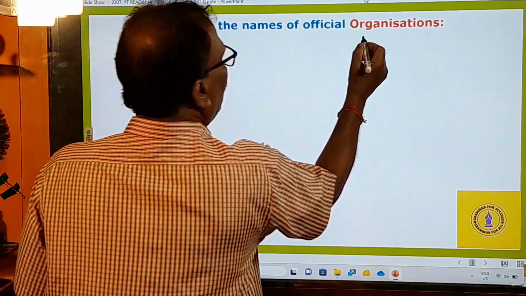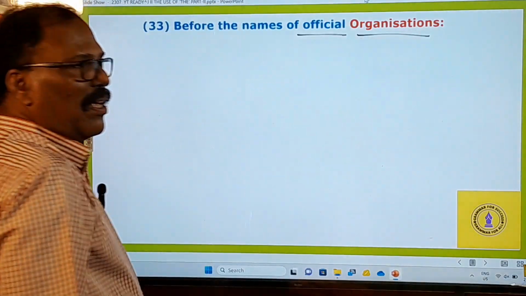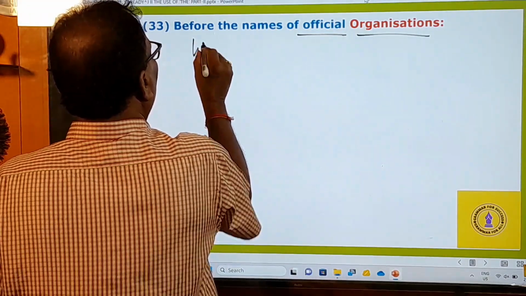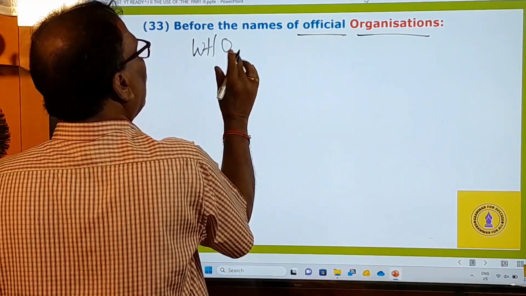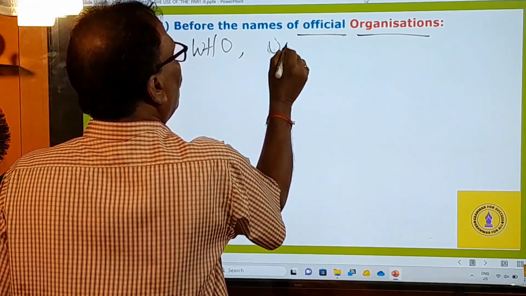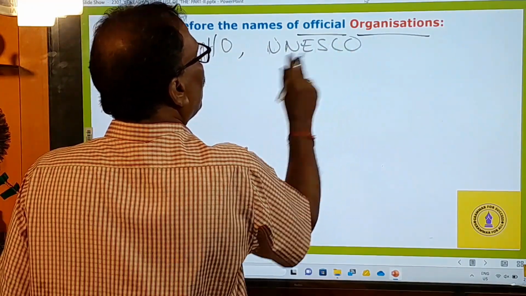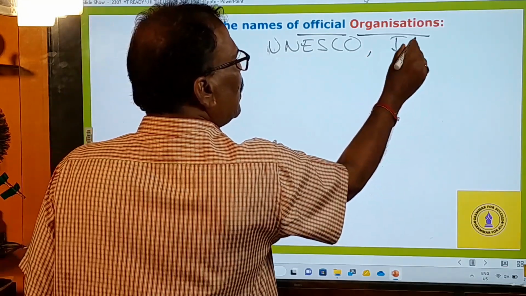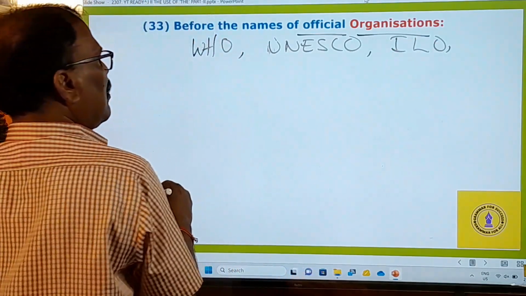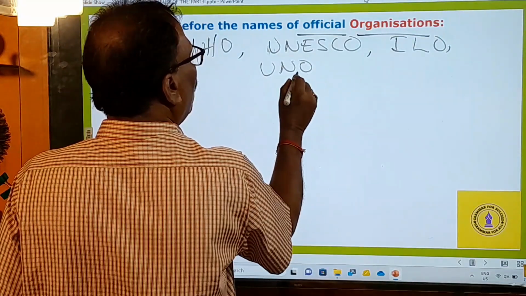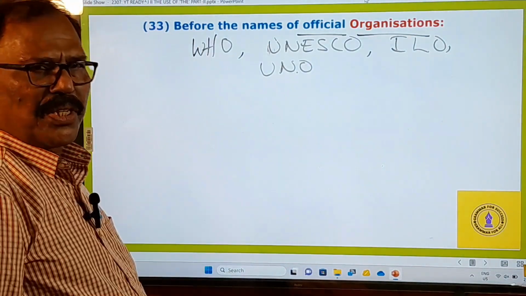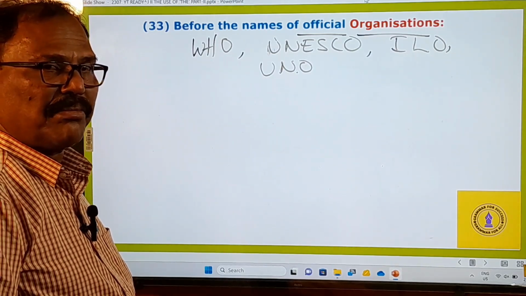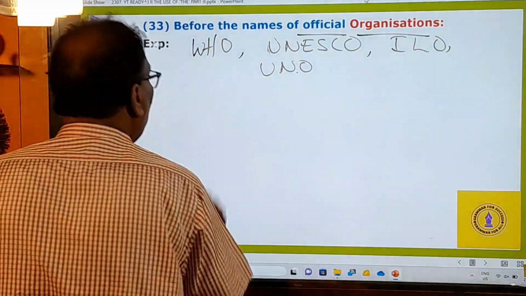And before the names of official organizations. For example, WHO is there, World Health Organization. UNESCO, United Nations Educational, Scientific and Cultural Organization, International Labour Organization, United Nations, UNO, something like that. These are all organizations. Before them, you must use the definite article. Okay, and now let's go to the examples very quickly.